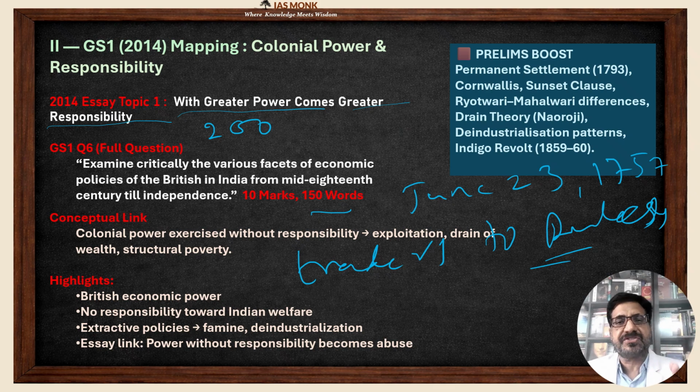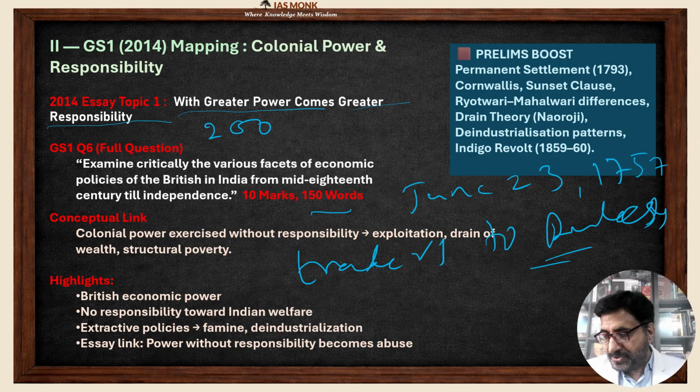They remained constant. What are those? Extractive land revenue systems, trade policies that favored British manufacturers, and financial mechanisms like home charges that drained Indian wealth. This structural view helps us understand how economic power was systematically organized, and why its exercise remained detached from any responsibility toward Indian welfare. That is how you can connect power and responsibility.